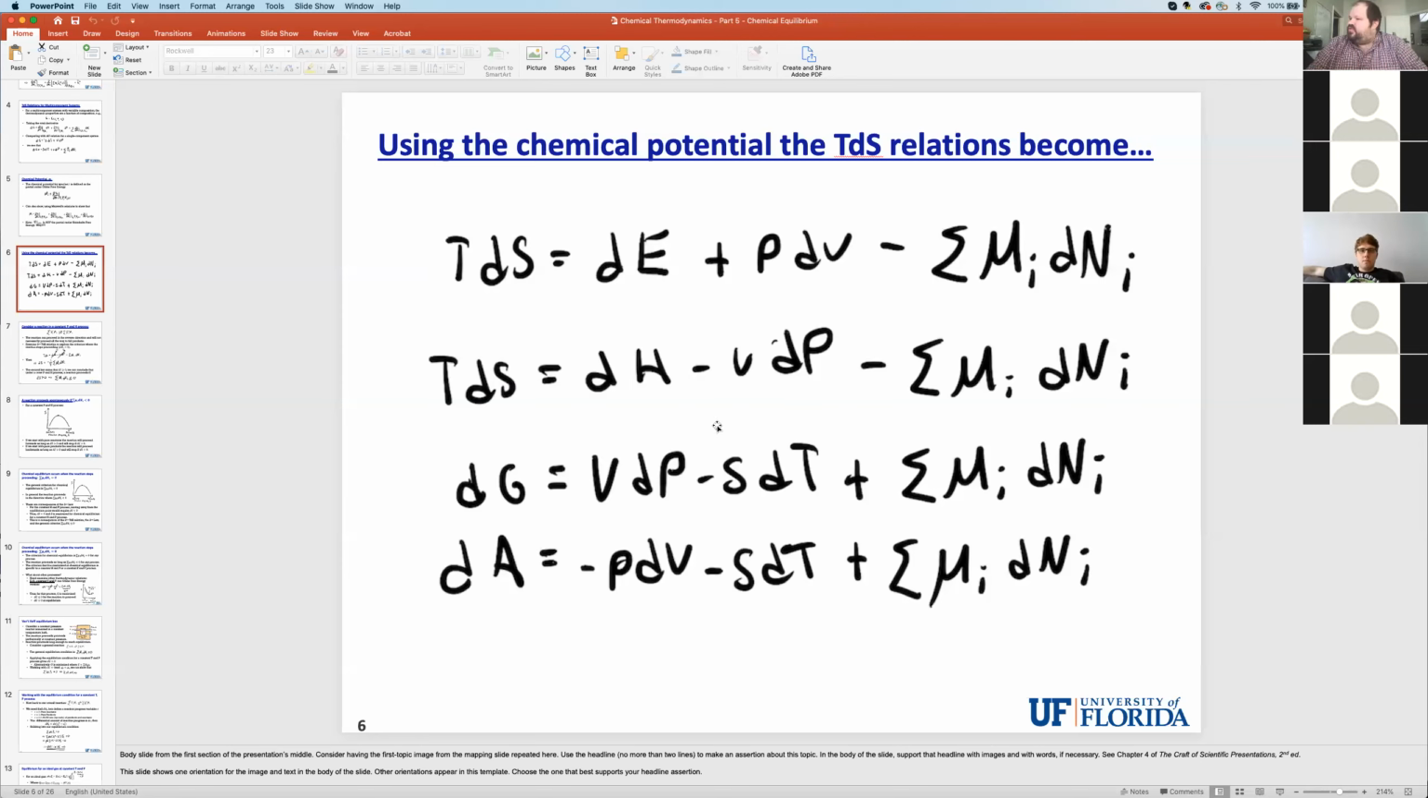So if you fix the pressure and temperature, the Gibbs free energy version of the TdS relations would be the one to use. But notice that the sign in front of the chemical potential term is the opposite of the other TdS relations. So at the equilibrium point, where this sum is 0 and this sum is always negative, the Gibbs free energy is minimized at the equilibrium point.